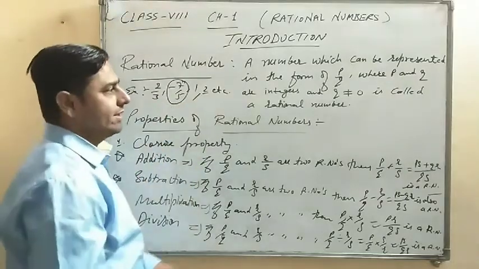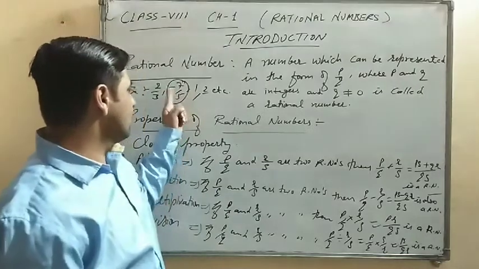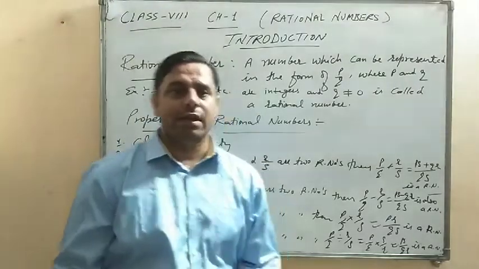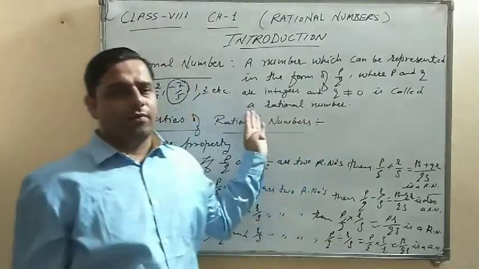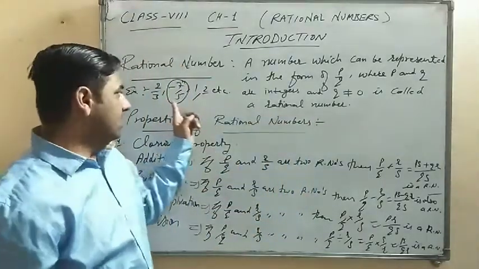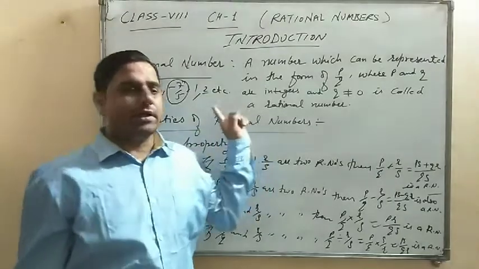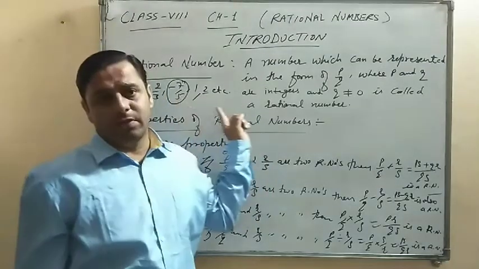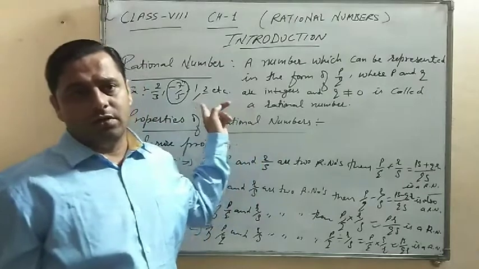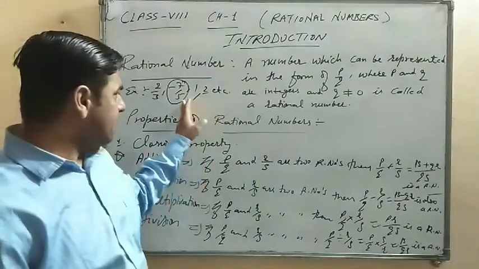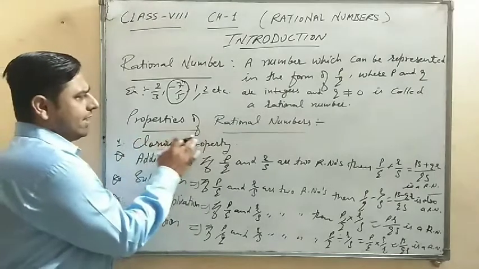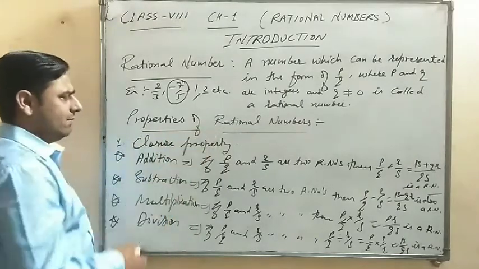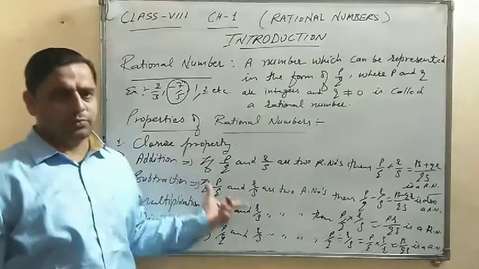But one more thing: suppose minus 7 upon 5, it is neither a whole number nor a fraction, and also it is not a natural number and not an integer. So now some properties, properties of rational numbers. There is the first property, closure property.